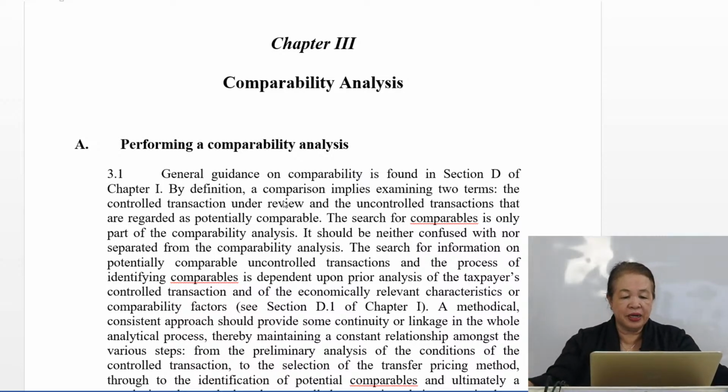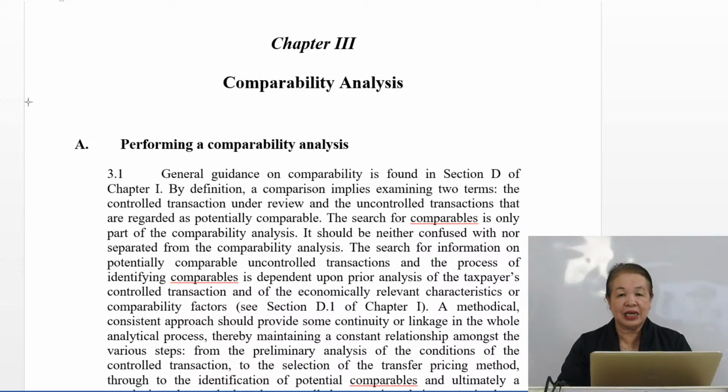So, in performing a comparability analysis, the general guidance on comparability is found in section D of chapter 1. By definition, a comparison implies examining two terms. So, you examine the two: the controlled transactions under review and the uncontrolled transactions that are regarded as potentially comparable. That is why in transfer pricing analysis, you look for comparables, the independent transactions against which you compare the related party transactions.